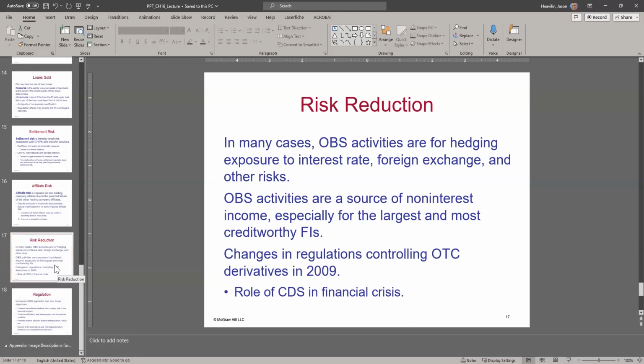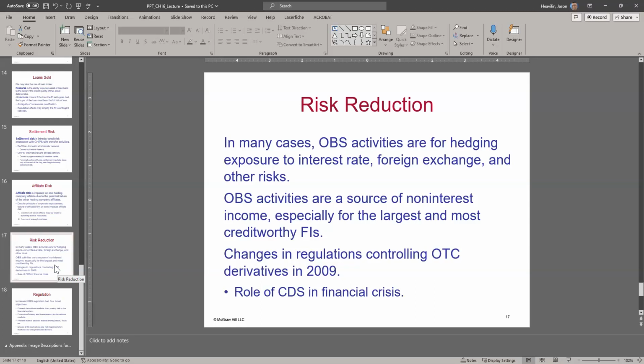Risk reduction. In many cases, off-balance sheet activities are for hedging, as we mentioned so far. Off-balance sheet activities are a source of non-interest income. As we mentioned, the fees, especially for the largest and most credit-worthy financial institutions. So far, these are things that reduce risk: the hedging part, the source of income. Then there were changes in regulations controlling over-the-counter derivatives in 2009.